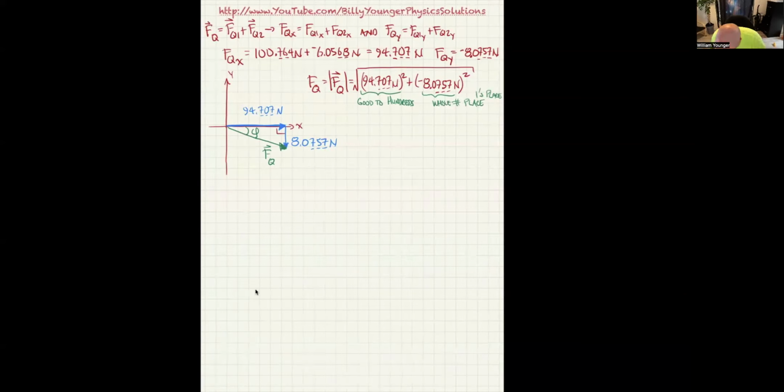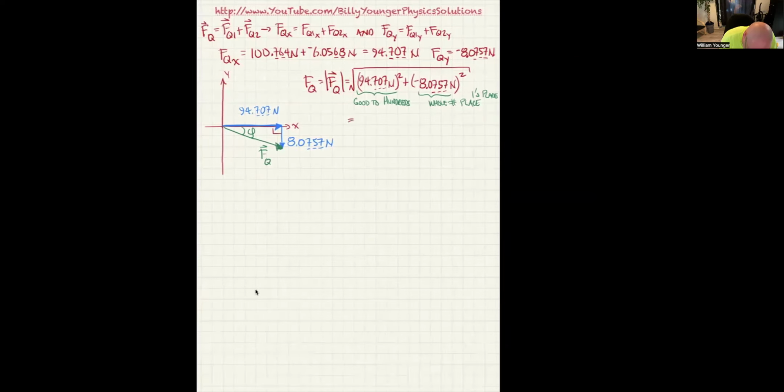Okay, so when I go ahead and do these two, I'll take the square root of 94.707 squared plus 8.0757 squared. And that gives me the square root of some god-awful number. But the main thing is, when I go to add those two numbers, I know I'm only allowed to go to the hundreds place for the first one and to the ones place for the second one. So 9034 is what I get. I'm just writing this out so you know. I get 9034.632 newtons squared.